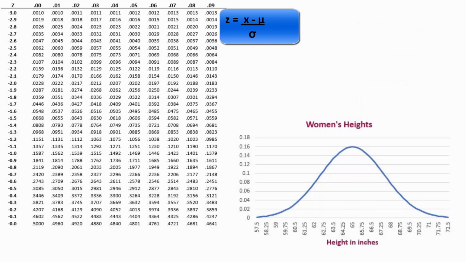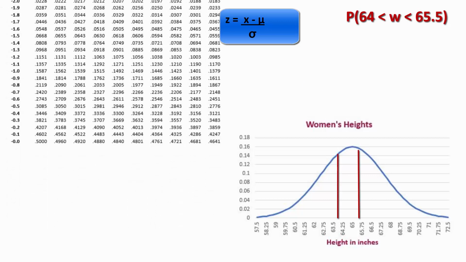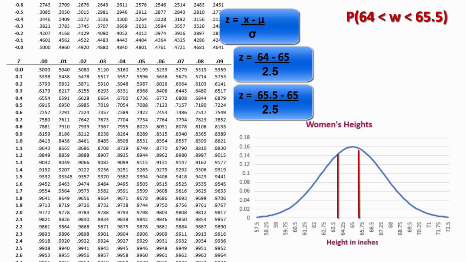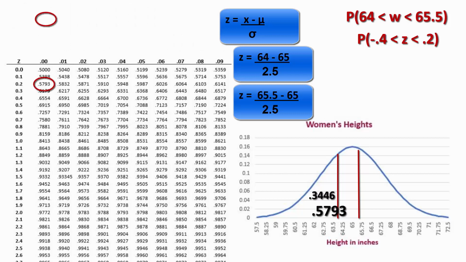If a woman is randomly selected, find the probability of her height being between 64 and 65.5 inches. Visually, we are looking for the area under the curve between 64 and 65.5 inches. AP would love to see us reference z-scores in our work to establish we understand how to calculate such a proportion. Step 1, the z-score for both endpoints of the interval. Step 2, the areas, proportions below each z-score. Subtract them to find the proportion within the interval.